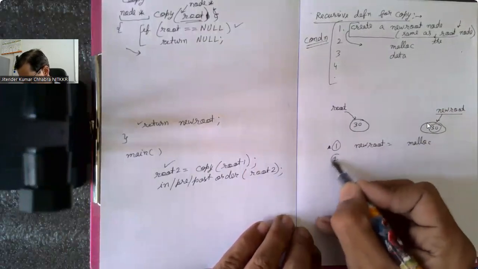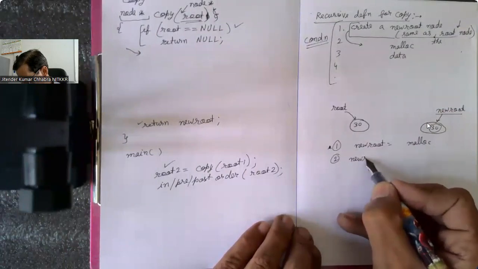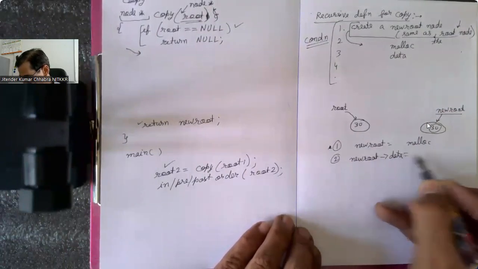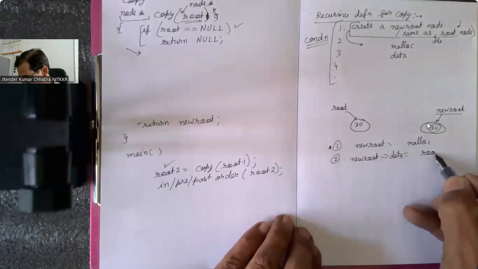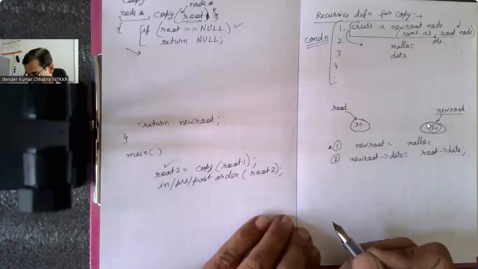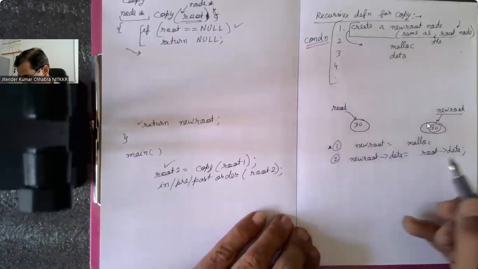And the second step is new root arrow data to be equal to what? Root arrow data, obviously. Yes, perfect. Now, the third step.